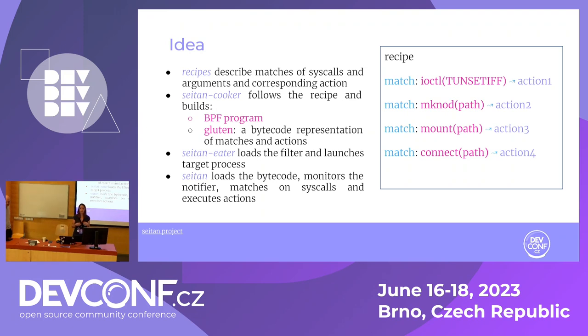We need a kind of launcher that installs the BPF filter and then launches the real process that we want to monitor. And this is the goal of Seitan Eater. So the actual monitor is what we call Seitan. This takes gluten, that's the bytecode representation for matches and actions, monitors the notifier, and then performs the action on behalf of your target.